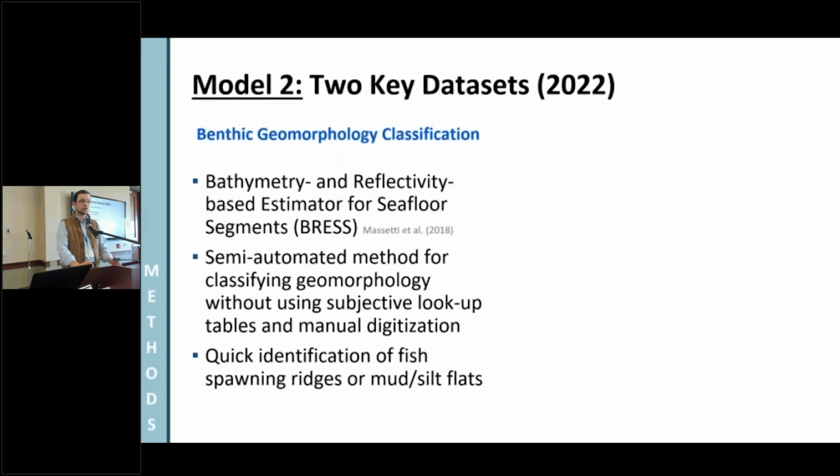And it allows us to really hone in on geomorphological features relevant to species habitat suitability. So for instance, it does a really nice job of pulling out ridges where fish spawning sites are more likely to occur, and also flatter areas that are more likely to have the mud and the silts that native mussels can burrow into.